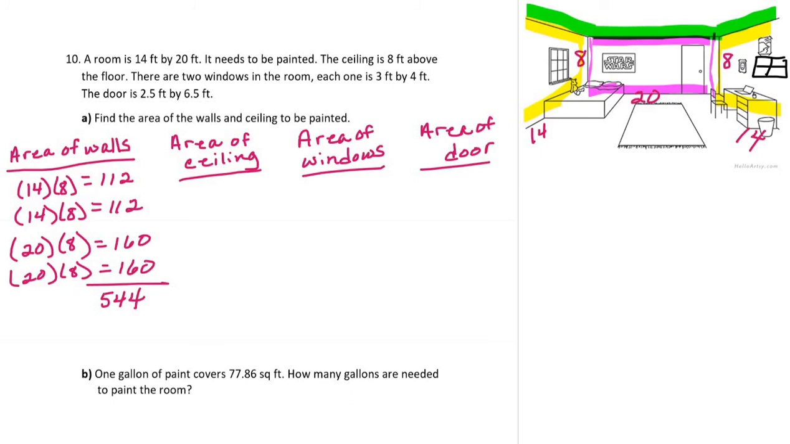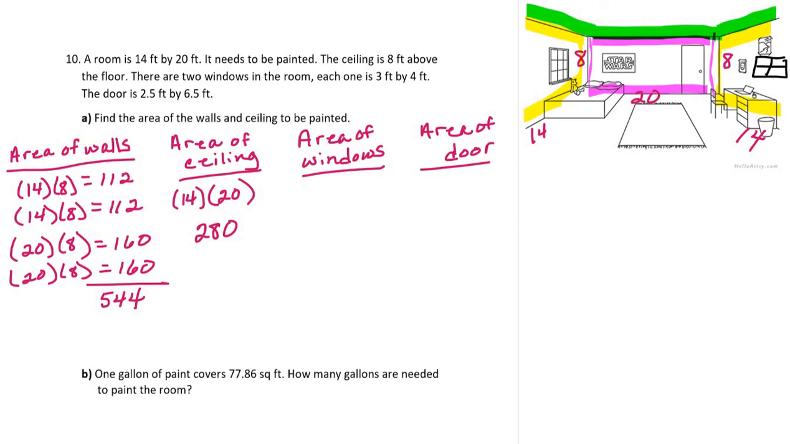Next, I want to find the area of the ceiling, and the ceiling is going to be the same as the area of the floor. It's 14 by 20. And we're not painting the floor, but we've done several problems already in this section where we've been given the dimensions of the room and have to find the area in order to find how much carpet we're putting in the room. Well, instead of covering the floor with carpet, we're covering the ceiling with paint.